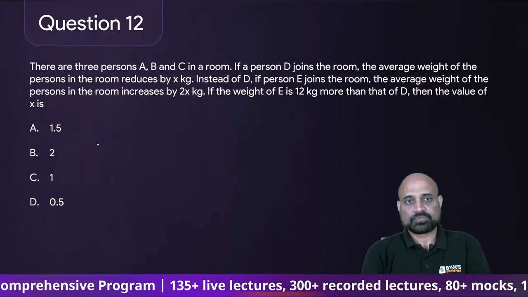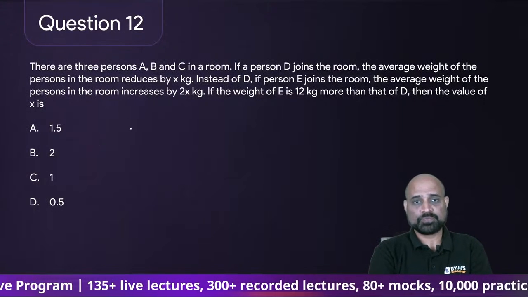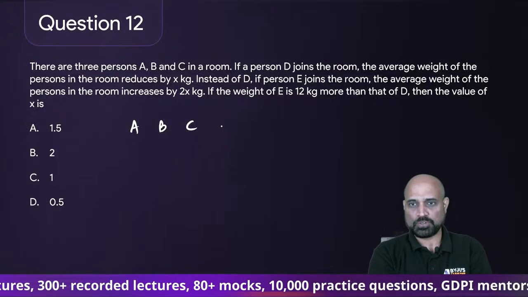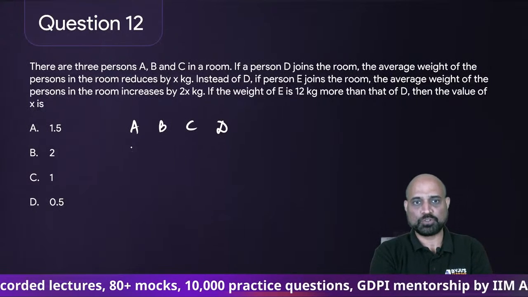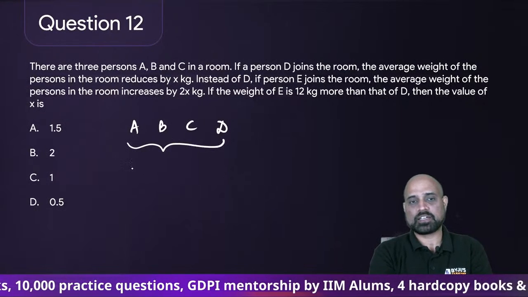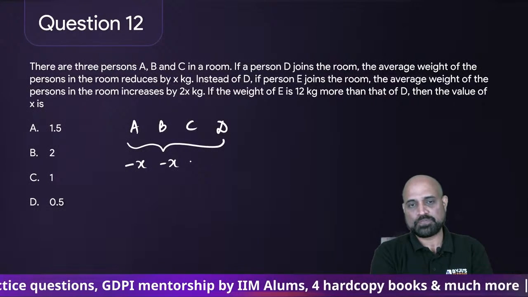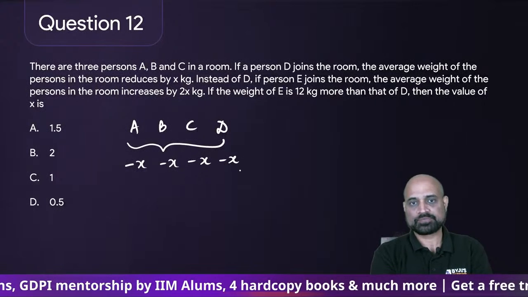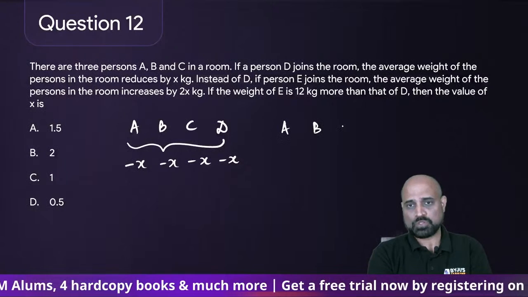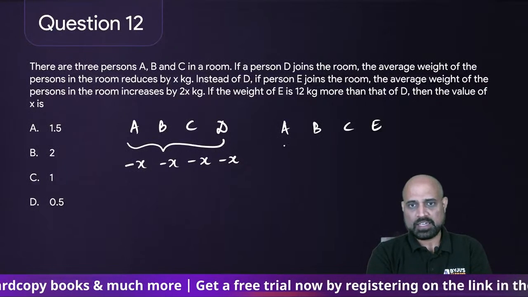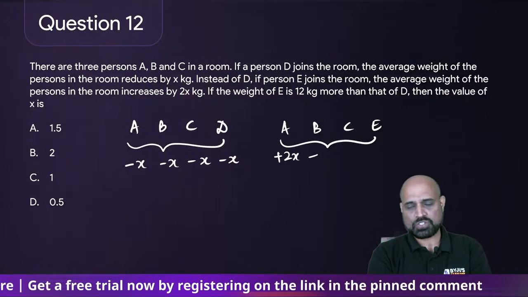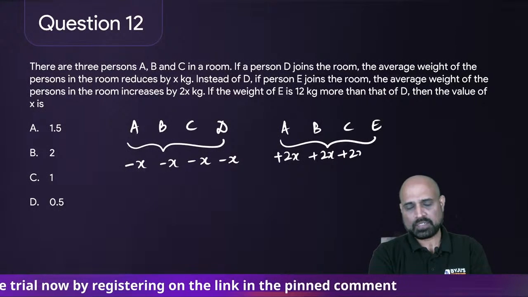Next question. There are 3 persons A, B, C in a room. So we have A, B, C. And if a person D joins the room, the average weight of the persons in the room reduces by x kg. That means everybody's weight reduces by x. Now, instead of D, if person E joins the room, so if we have A, B, C, E, then the average weight of the persons in the room increases by 2x kg. So everyone's weight increases by 2x.